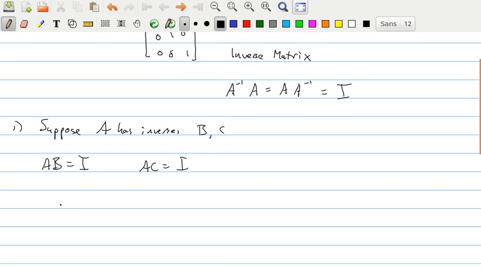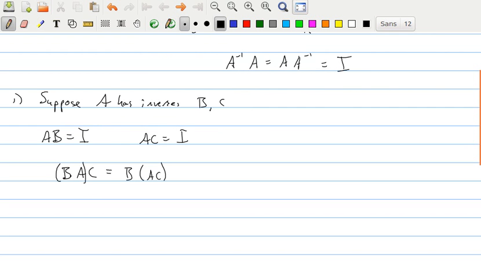If that's the case, you can write out BAC, and by the associativity of matrix multiplication, you can group the first two together, or you can group the last two together. Now B times A is the identity because these are inverses, and on the right-hand side, A times C is the identity because they're inverses. And the identity, when we multiply it by any matrix, just gives itself. So we had two inverses, and it turns out they're actually the same matrix. So there is only one inverse for a given matrix, if there is an inverse at all.